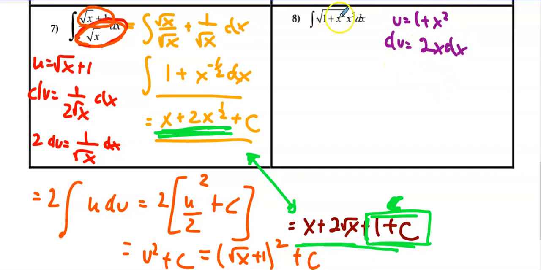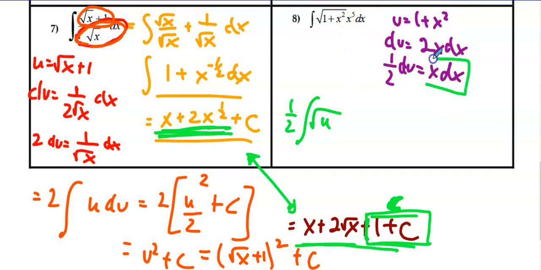Okay, 2x dx. We don't have a 2 here at all, so we're going to do a 1/2 du equals x dx. All right, so let's start substituting in what we have. We have a 1/2, and this is our u, so we have the square root of u. We have one of the x's, x and then dx. We have another 4 x's to deal with.